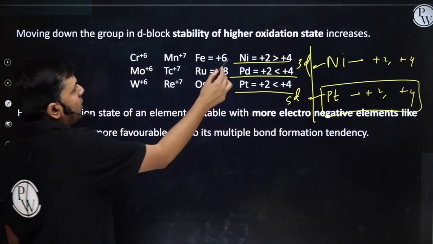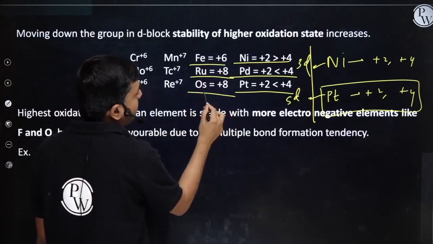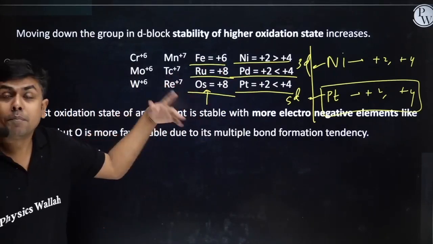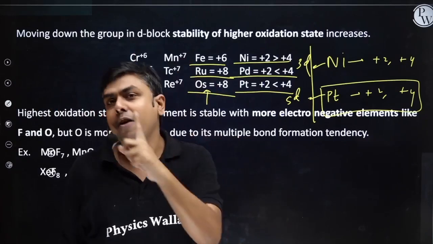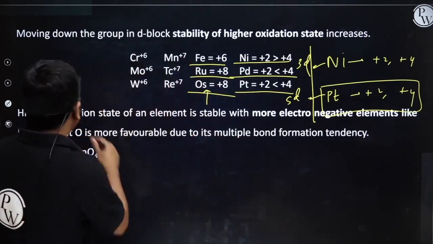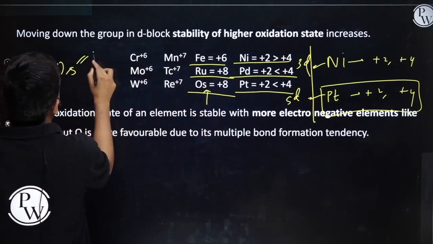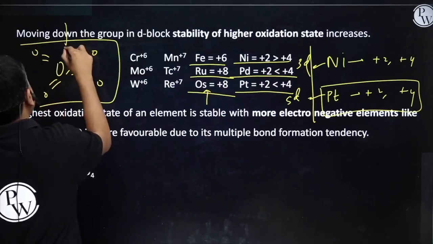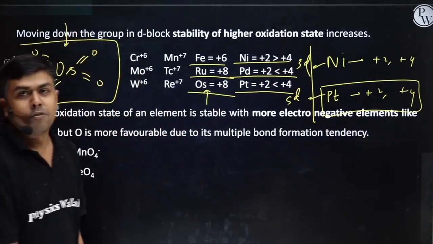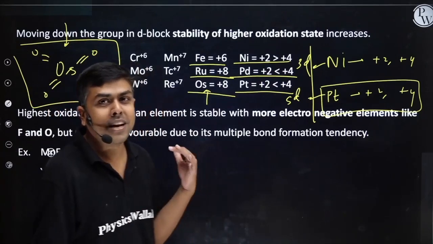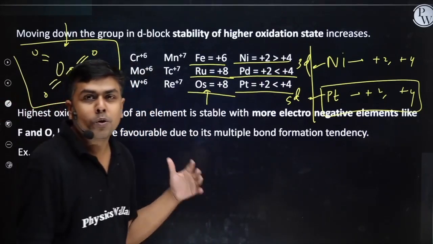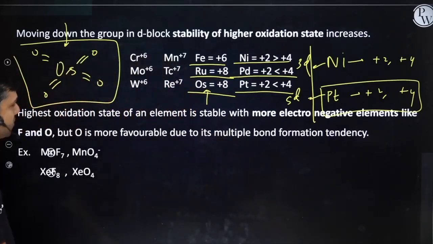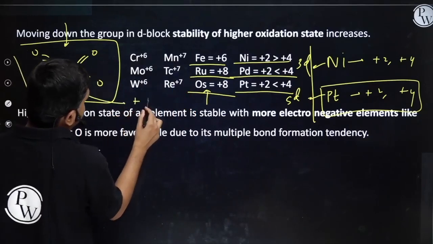If I talk about iron group, ruthenium and osmium are able to exhibit an oxidation state of even plus 8, because down the group, stability of higher oxidation state increases. Osmium forms a compound OsO4. We have studied it, right? While studying hydrocarbons, we have studied the formation of syn-diol. Whenever an alkene is treated with cold dilute OsO4, we will have the formation of a syn-diol. Here it has an oxidation state of plus 8.